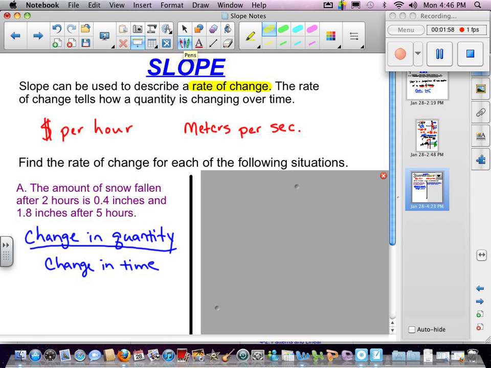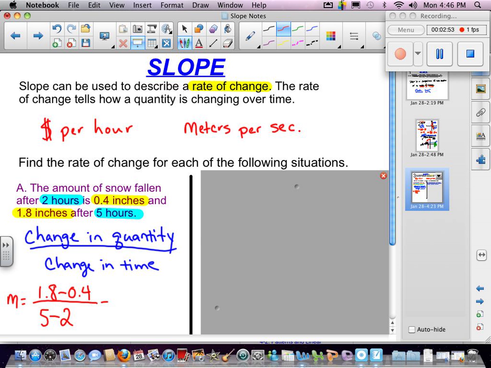Alright, so first I'm going to take my two quantity values and come up with the change in quantity. We have 0.4 inches and we have 1.8 inches. I'm going to put those on top to subtract. So this would be 1.8 minus 0.4 over. Then I'm going to do the same thing with my time, and I need to make sure that I am paying attention to what number I put first. We've got 5 hours and 2 hours. Since we put the 1.8 first, I need to have 5 first. So we're going to have 5 minus 2.